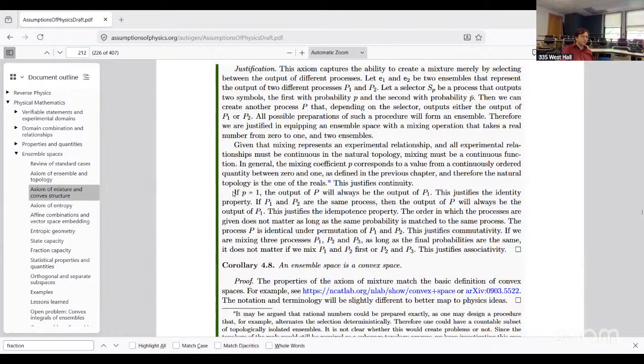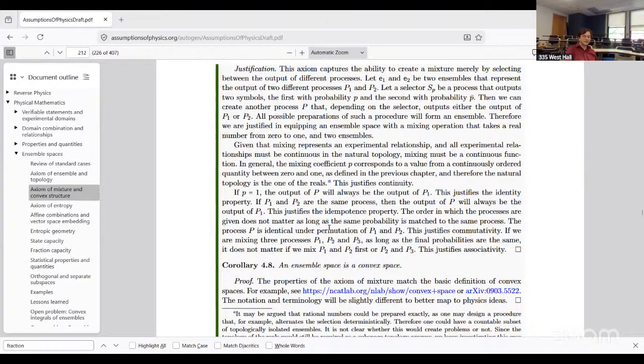And that's what you do. If P is 1, the output of P will always be the output of P1. This justifies the identity property and so on. And if P and P1 are the same process, then the output of P will always be the output of P1. This justifies idempotence. The order in which the processes are given does not matter as long as the same probability is matched to the same process.